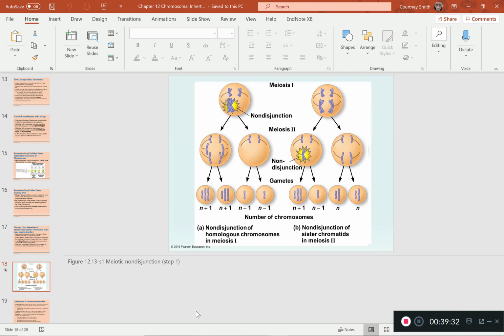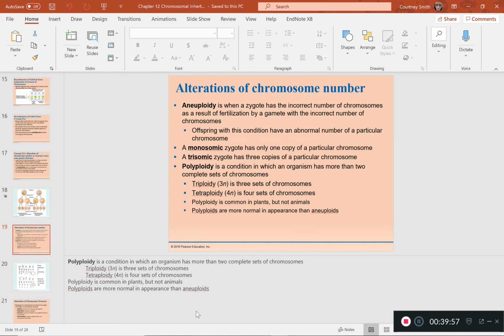So non-disjunction. That happens randomly. There is some kind of mechanism, but it's completely randomized as to when non-disjunction will happen. And like I said, there are numerous disorders that can go with this, and we'll talk about a few of them. But before we do that, let's talk about some vocab.